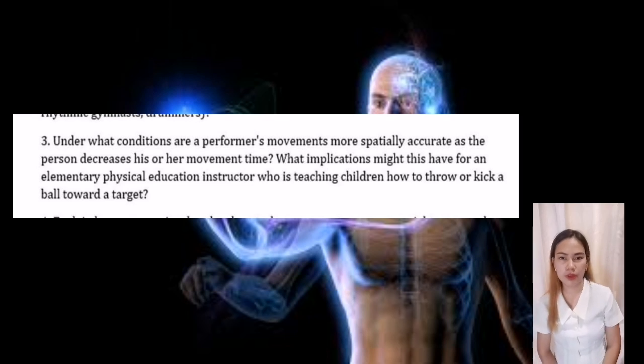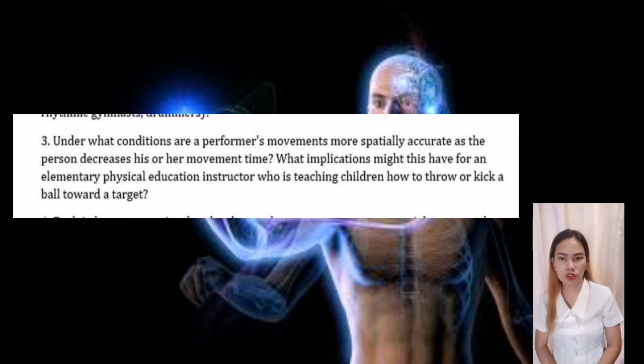A performer's movements are more accurate as the person decreases his or her movement time under the condition of relative timing, where changing the absolute timing parameter results in slower movement, and the absolute time is rescaled to meet the specific demands. When a performer performs movements in a slow way, the results will be more accurate.